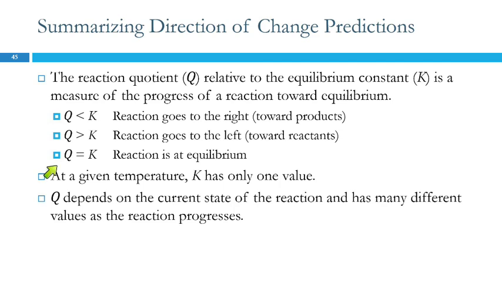And at equilibrium, Q is going to be equal to K. Okay? So at any given temperature, there is only one value for the equilibrium constant. There are many values for Q. You could say infinite within this range, right? It depends on the current state, and then it's going to be constantly changing.